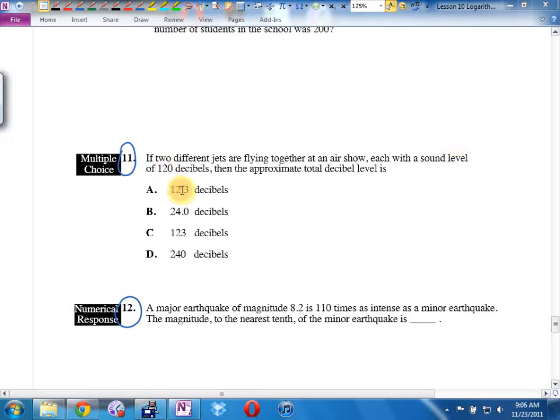Will two jets possibly be less? That's a dumb answer. Maybe.